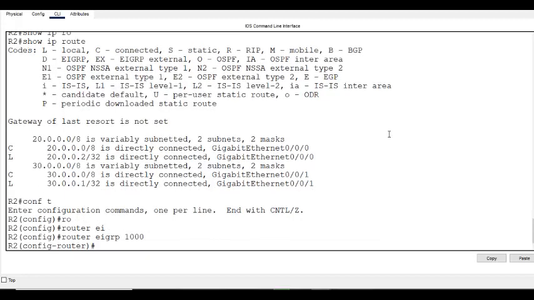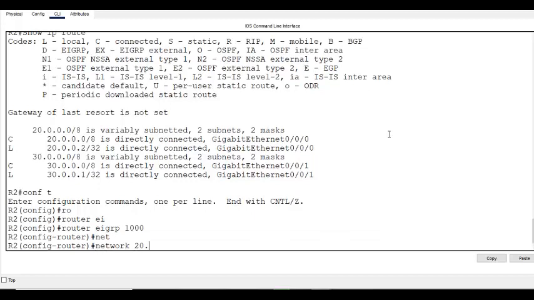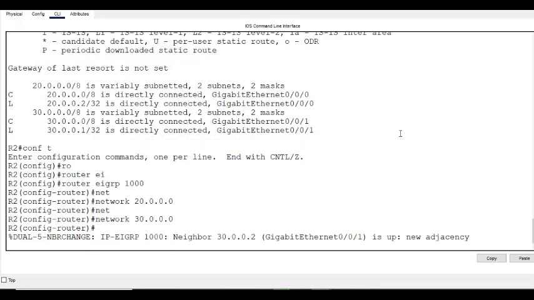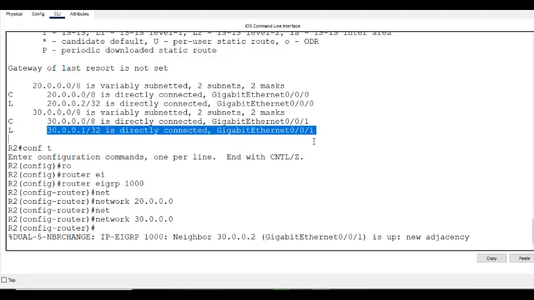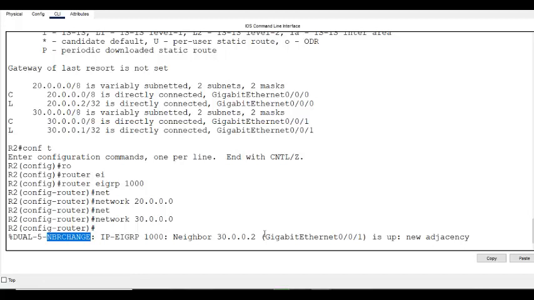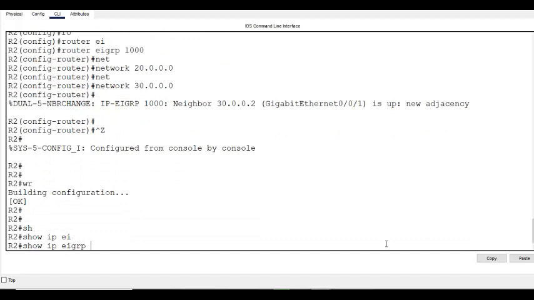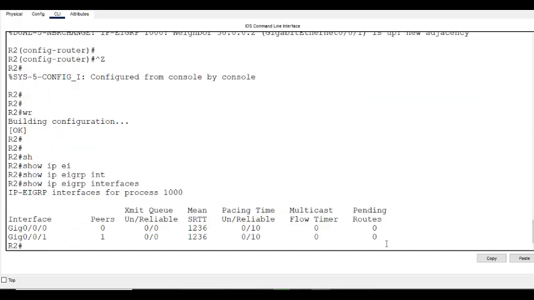A new adjacency formed. You see on router 2, show IP EIGRP interfaces. You see these two interfaces, it is running EIGRP. Among these two, one of these interfaces, that is G0/1, has discovered one neighbor. G0/1, where is G0/1? You see this one. This has formed a peer, a neighbor. Whereas G0/0 is configured with EIGRP, but no neighbor. Why, do you know? Because router 1 is still not enabled with EIGRP.